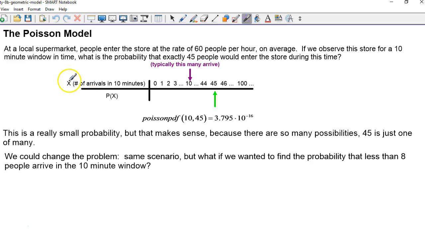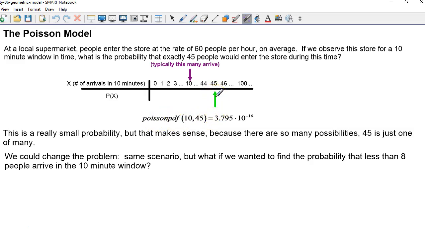So now that we have a lambda value, we can go ahead and draw a probability model. X is going to represent the number of arrivals in 10 minutes. Right? We could have 0 people arrive, or 1 person, or 2, or 3, or 10, or 50, or 100. It just keeps going forever. Typically, 10 people would arrive, right? But we're trying to find the probability that exactly 45 people arrive.